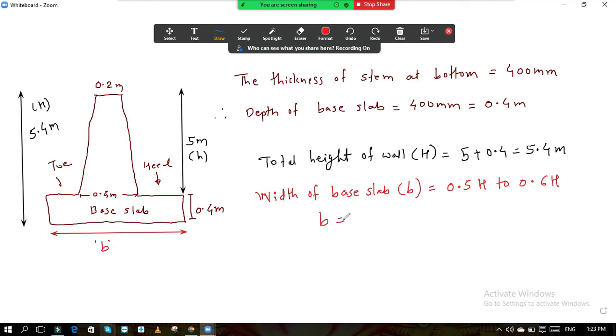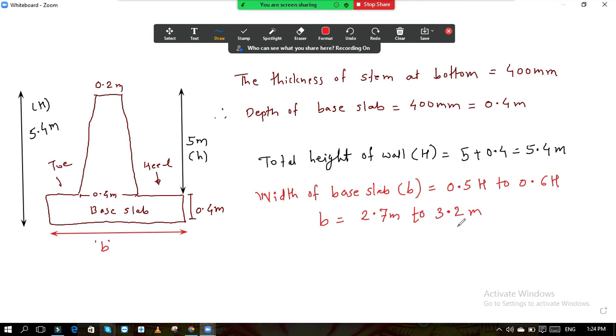So B is equal to, do the calculation, 0.5 into 5.4, which is 2.7 meter. Or now 0.6 into 5.4, so it is near about 3.2 meter. So now your width of base slab should be in between 2.7 meter to 3.2 meter. So from 2.8 to 3.1, you can choose any width of the base slab. You can choose 2.8 meter, 2.9 meter, 3 meter, or 3.1 meter.